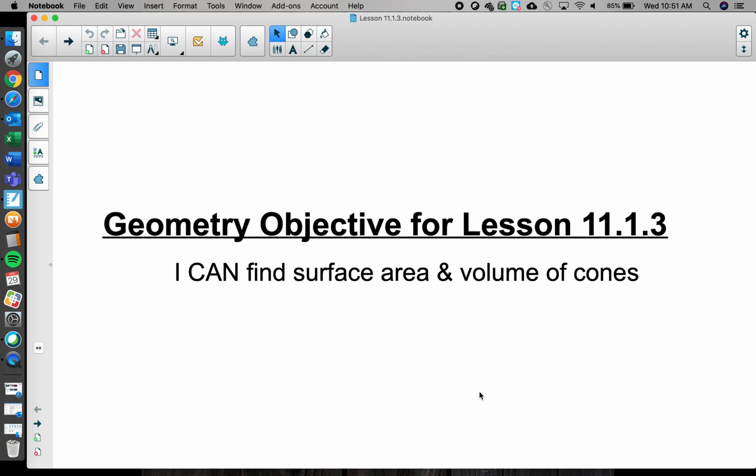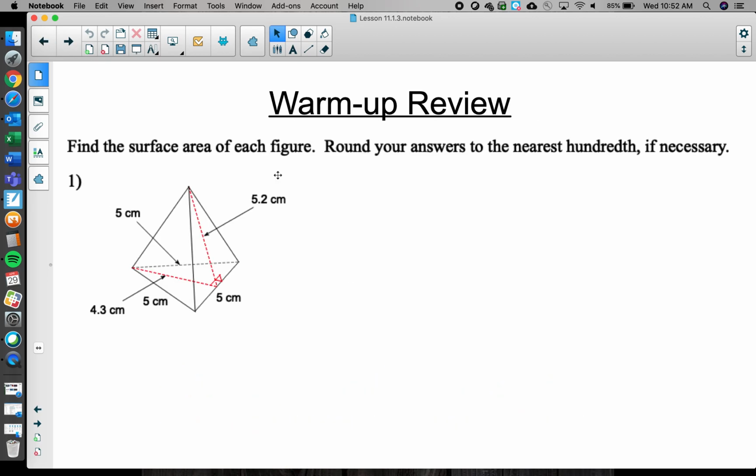Hello, geometry students, and welcome to lesson 11.1.3, where now we're going to add in the idea of finding surface area and volume of a cone, okay? Which is very similar to finding surface area and volume of a pyramid. It's also very similar to a cylinder that we did previously. So if you take a look at the warm-up, let me go back.